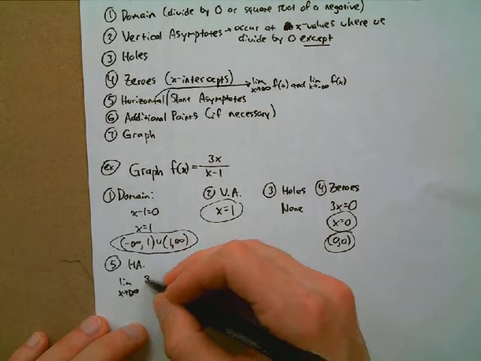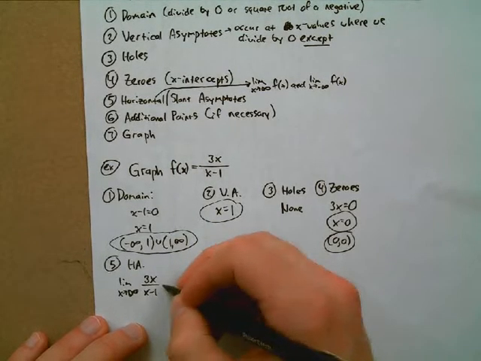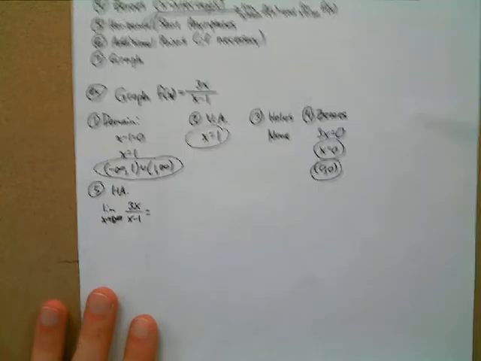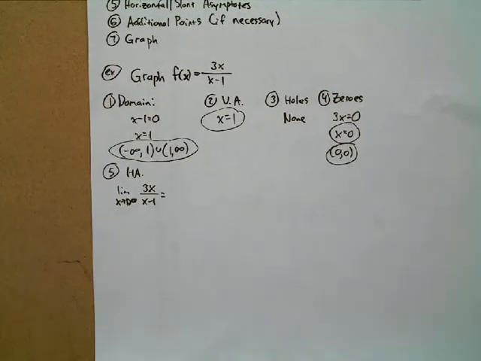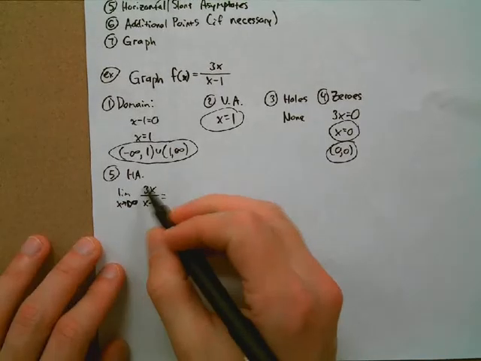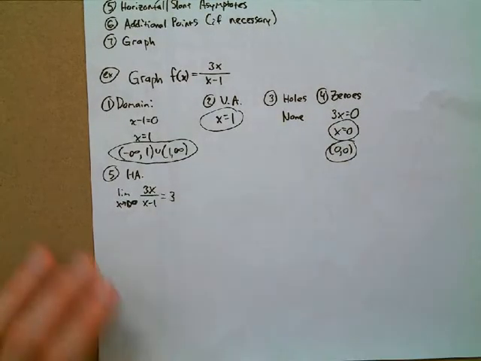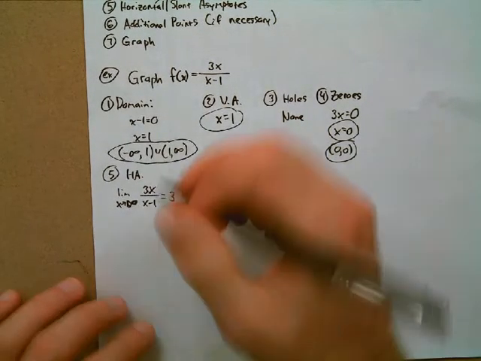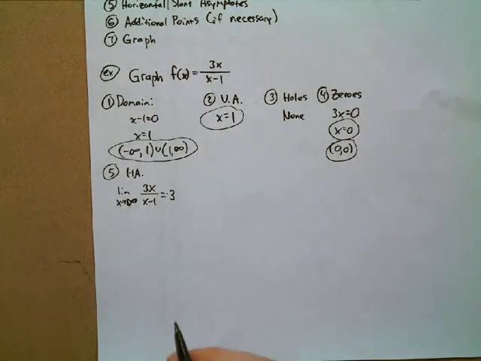So I'll get that back on the screen. And so what is that going to equal? Yeah, 3, right? 3 over 1. So 3. So the equation of a horizontal line, y equals 3, is our horizontal asymptote.